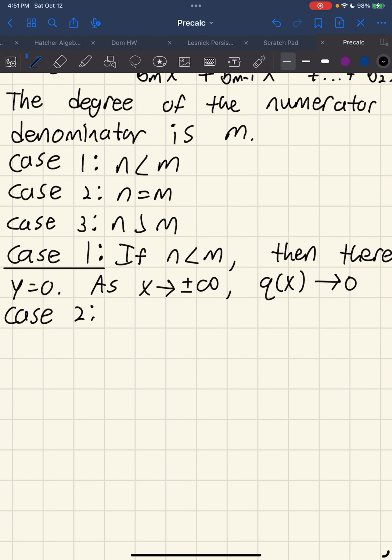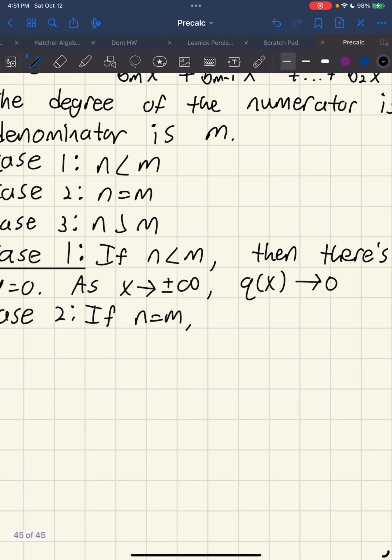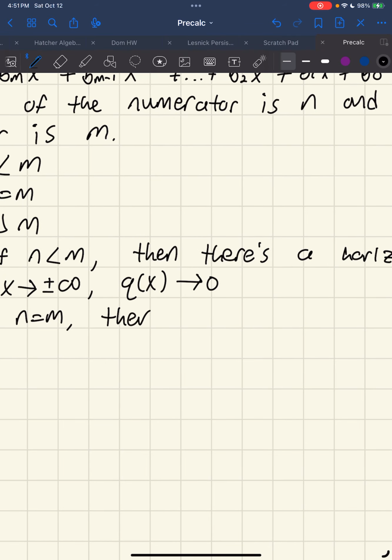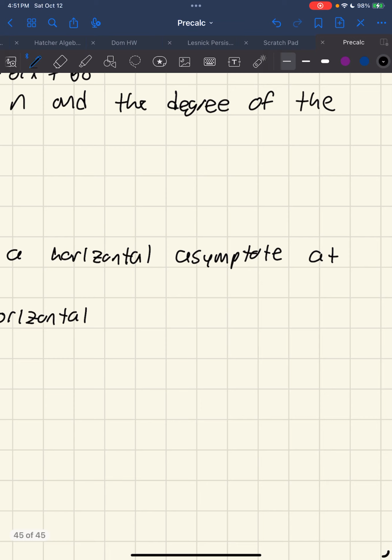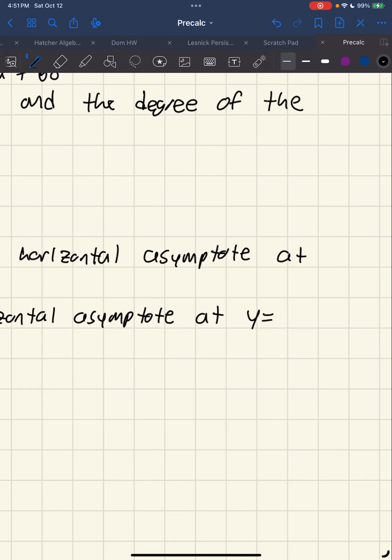Case 2. What happens here is if n is equal to m, then something weird happens. Then there's a horizontal asymptote at y is equal to a sub n divided by b sub m.